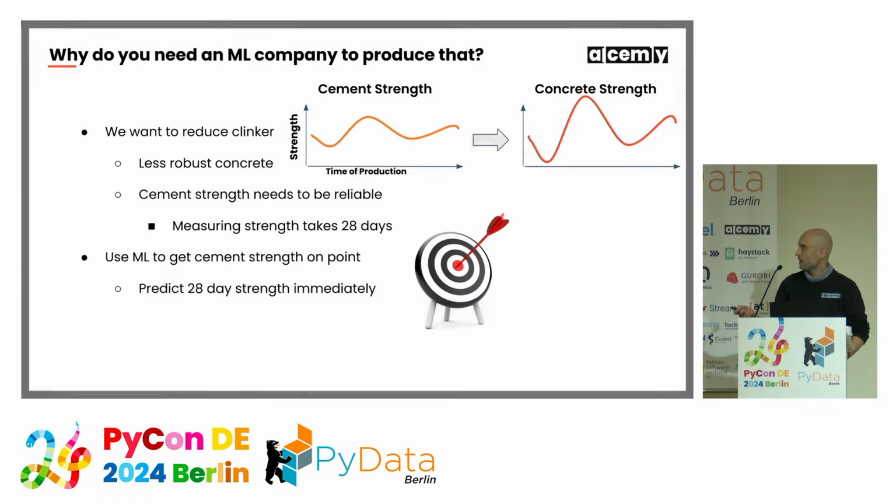And of course, this sort of delay of a full month makes it really hard to pinpoint the strength. So the idea is, instead of waiting for a full month to know how strong my cement is going to get, let's use machine learning to predict the strength so we can actually counteract any problems already during production and not a month later, right?